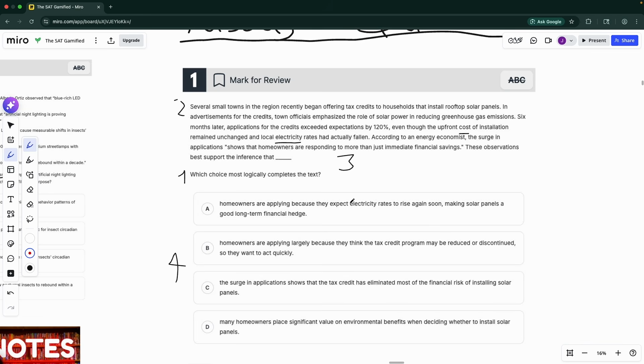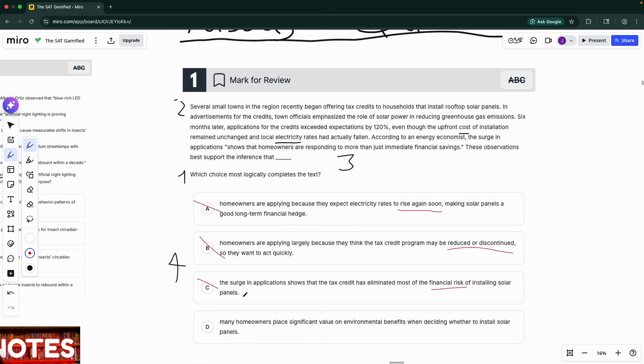Homeowners are applying because they expect electricity rates to rise again soon. Okay, nope, it does not say anything in the passage about them rising again soon. It says they had fallen and nothing about them rising. Homeowners are applying largely because they think the tax credit program may be reduced or discontinued. Okay, nope. Again, does not say anything about being reduced or discontinued. That's completely unsupported. The surge in application shows that the tax credit has eliminated most of the financial risk. Okay, again, not at all, because it says here that they would have been cheaper if they just used the other stuff.